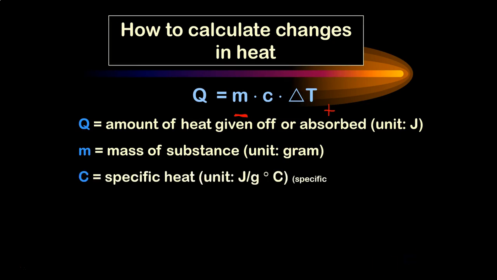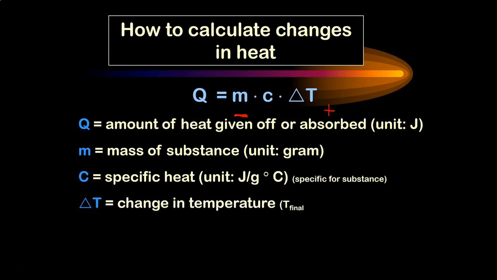C is the specific heat, so that's not one of those weird units, the joule per gram degree Celsius. This is specific for each substance, and every substance has its own specific heat, even within the different states. So like liquid water has a different specific heat than ice, which has a different specific heat than water vapor.